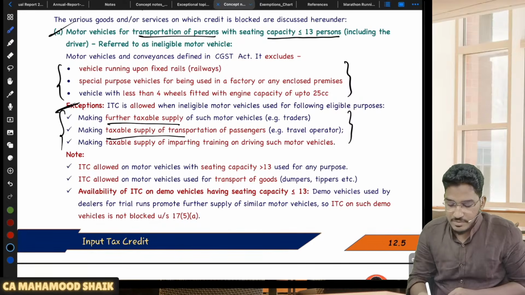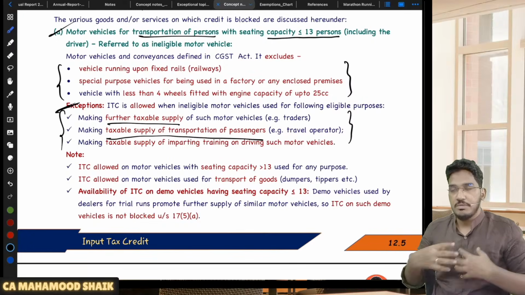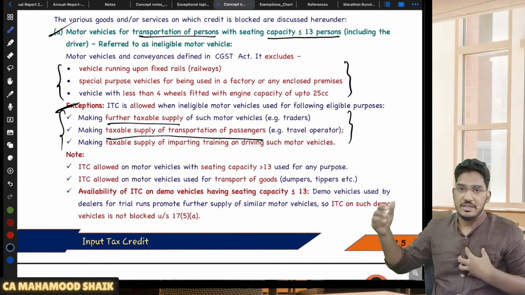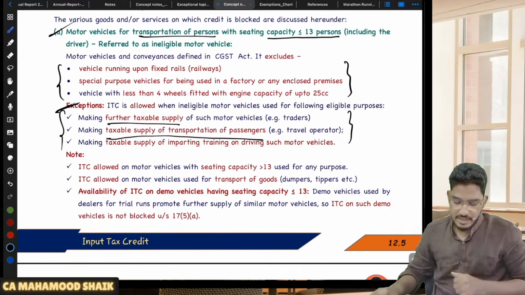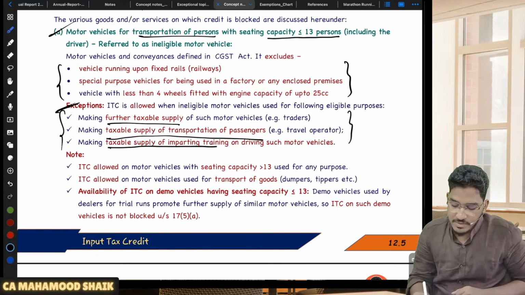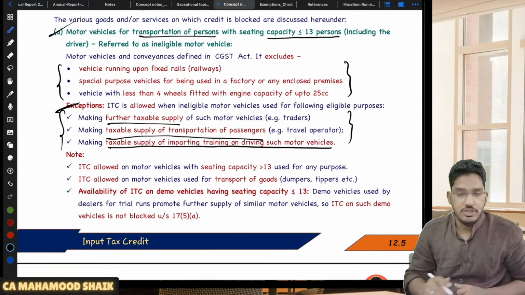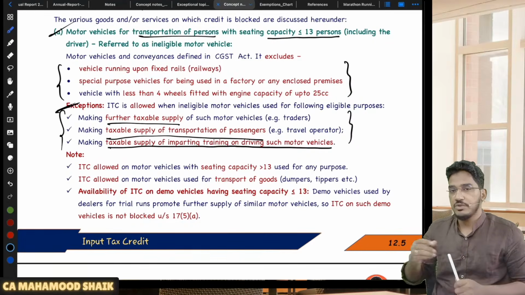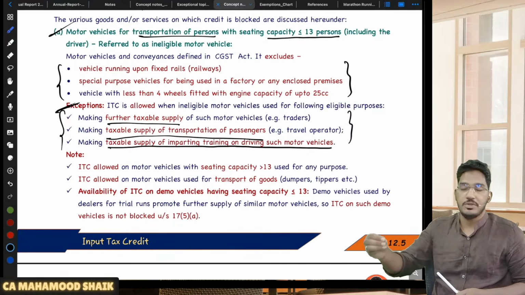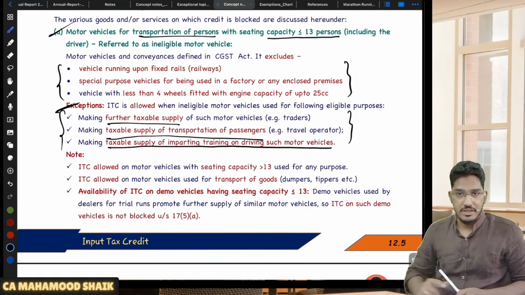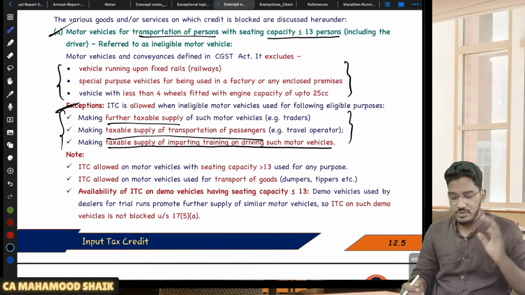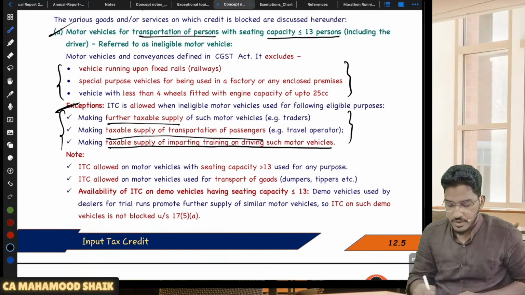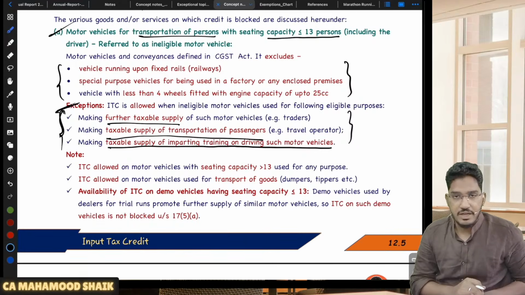Or you are making a taxable supply of transportation of passengers. You are buying a motor vehicle with the intention of providing a taxable supply of transportation of passengers, you can avail ITC. Similarly, if you are making a taxable supply of imparting training for driving such motor vehicles, that is, you are running a driving school, then also you can avail the input tax credit. So these are the exceptions when you can avail input tax credit. So this is the first blocked credit.